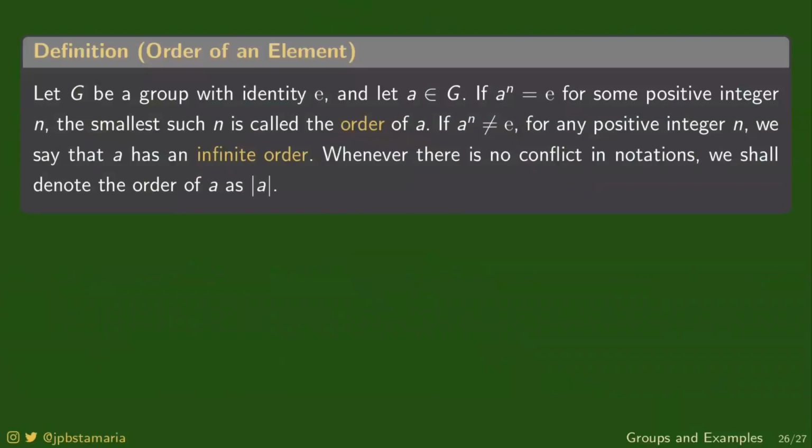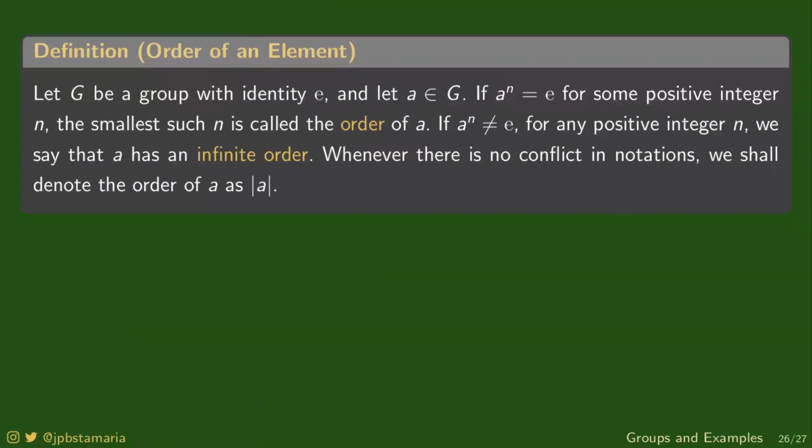Iba yung order of a set, ha? Yung order of a set is just the number of elements. Yun yung order of a group. Pero pag order of an element, ibang meaning nun. Ang meaning nun is the smallest n so that A to the n is the identity.